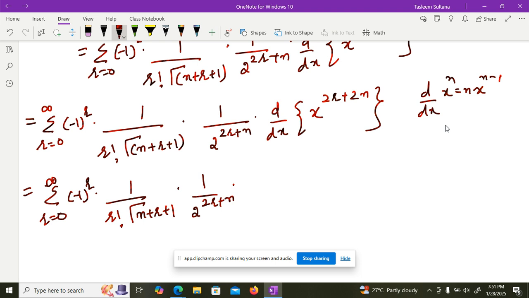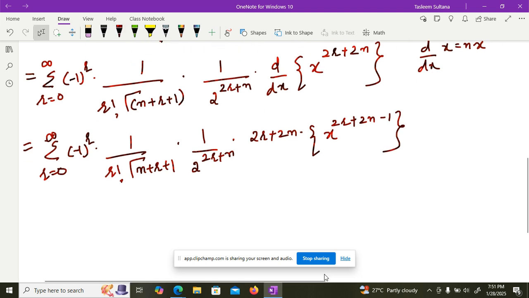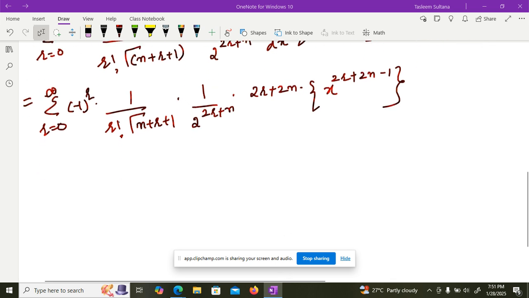So now apply that one. 2r plus 2n into x to the power of 2r plus 2n minus 1, right? Where we also know that gamma of n plus 1 equals n into gamma n. So this one we can treat as completely n, this term.